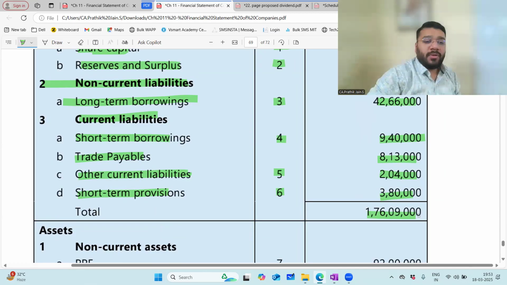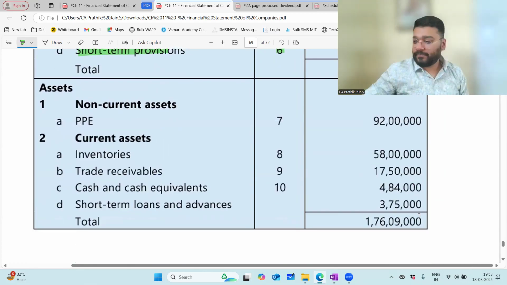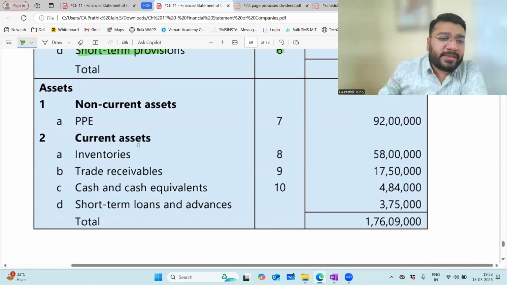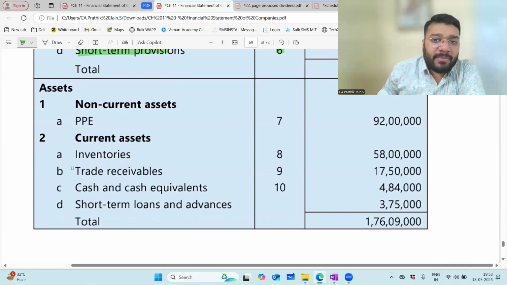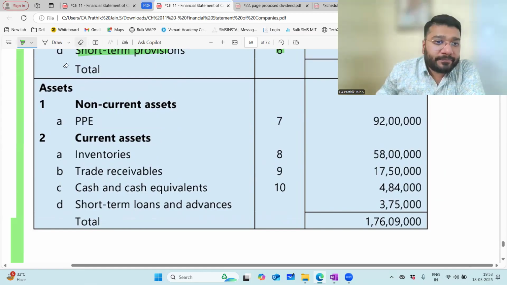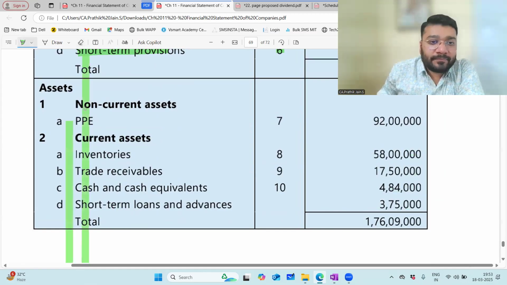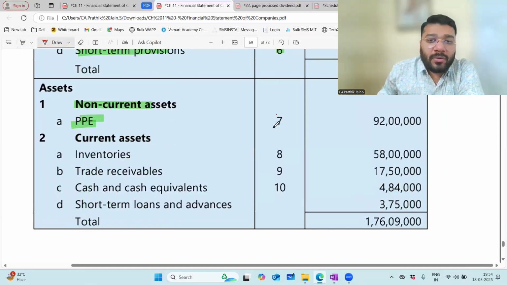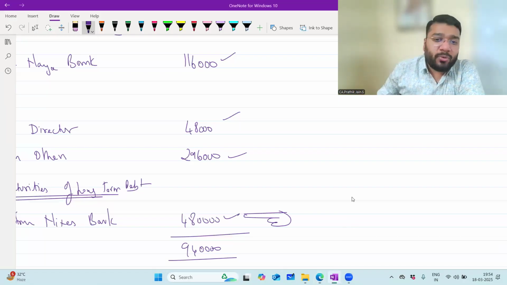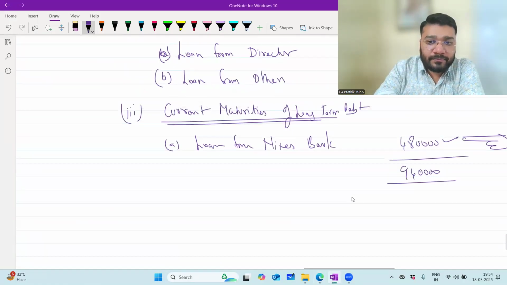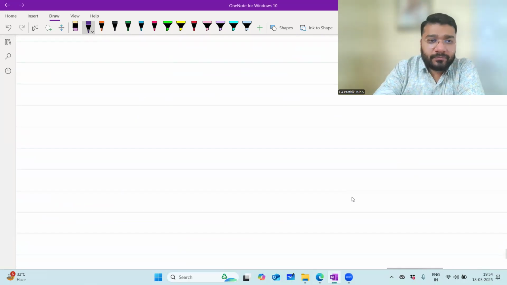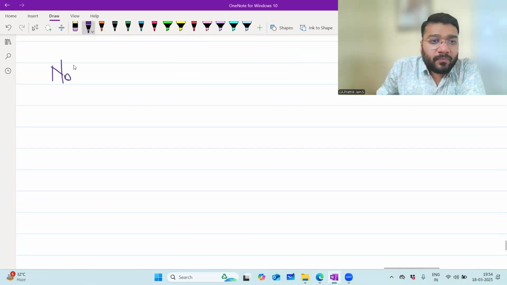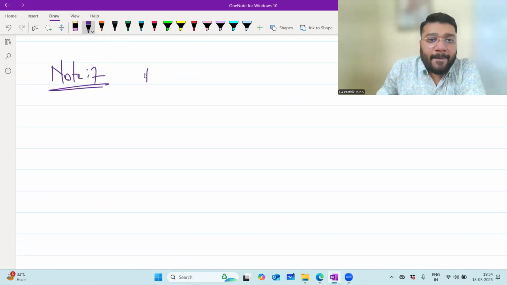Now let's go to non-current assets. In non-current assets, we have only one item, which is PPE. Online people, are you all with me? Yes, sir. Note number 7. Present it the way I'm doing it now. Note 7, Property, plant, equipment.